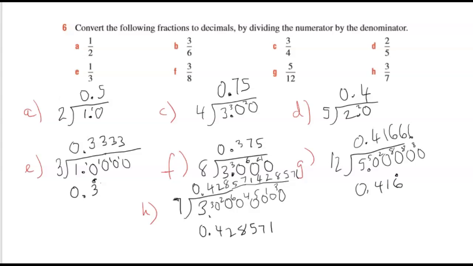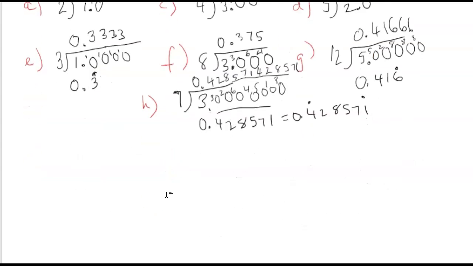You can write this to indicate that it keeps going, either with a line over the top like that, or you can write it with 2 dots, so starting here and here. So you're going to keep repeating from the number 4 to the number 1. So then it's going to keep going: 428571, 428571, and so on. So either using the line or the 2 dots to indicate that.